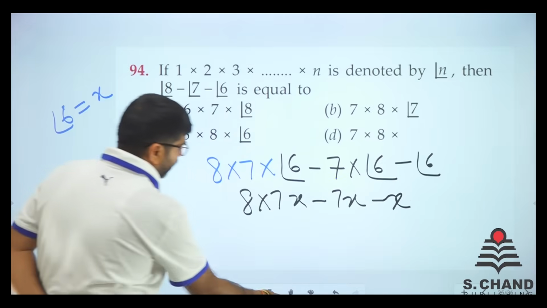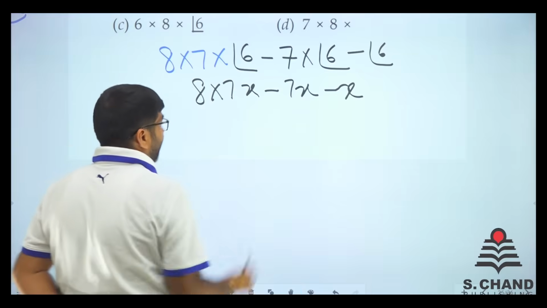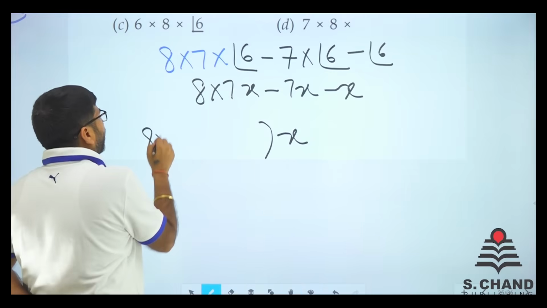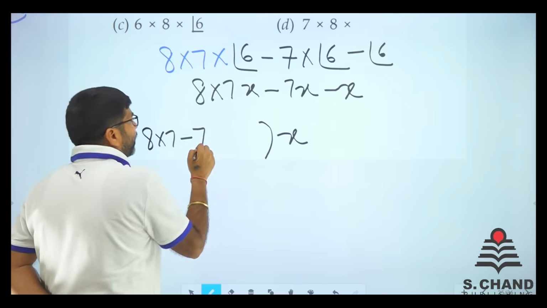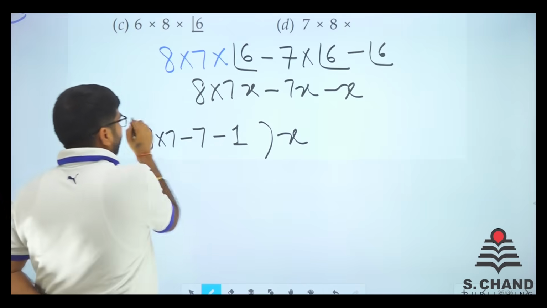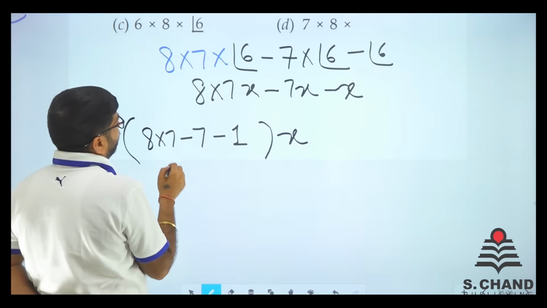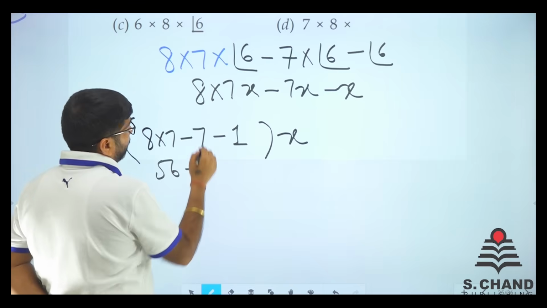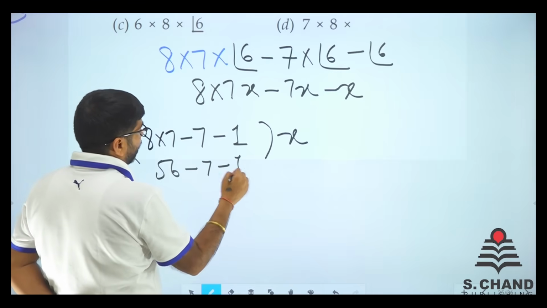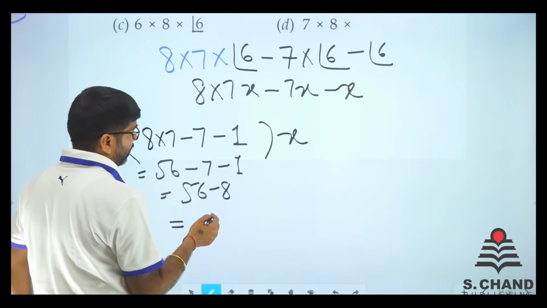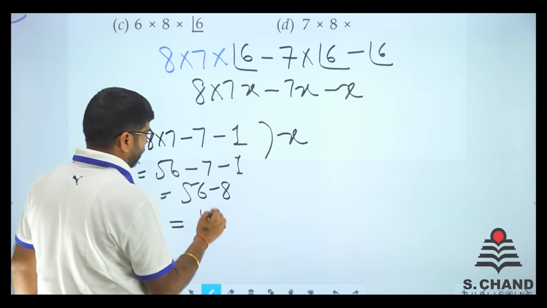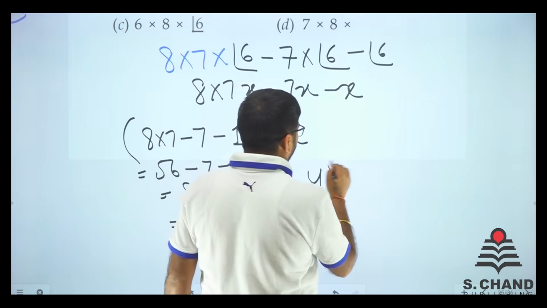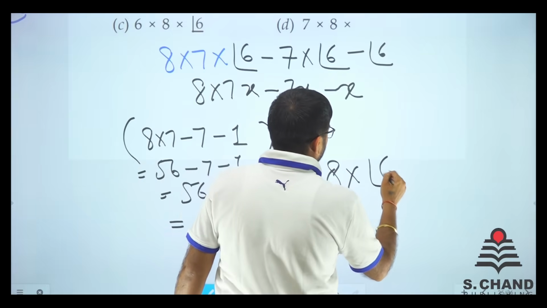So let's calculate this first. We just get x as common, right? So I got x as common. Now we got 8 into 7 minus 7 minus 1, right? So 8 into 7, that is 56, minus 7 minus 1. So 56 minus 8, 48. 48x, that means 48 into 6 factorial.